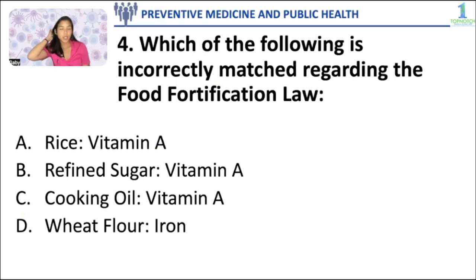Next, which of the following is incorrectly matched regarding the food fortification law of the Philippines? Is it A, rice and vitamin A; B, refined sugar and vitamin A; C, cooking oil and vitamin A; or D, wheat flour and iron? The answer here is letter A.